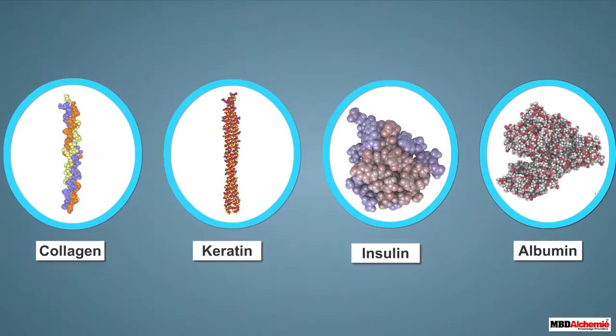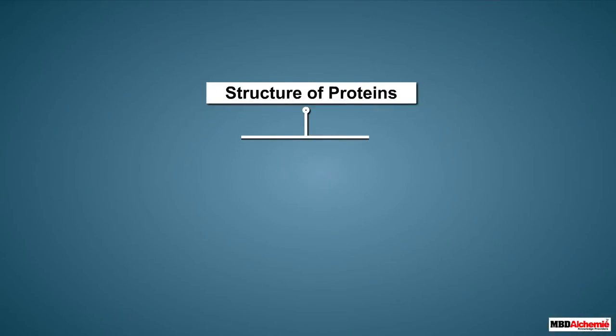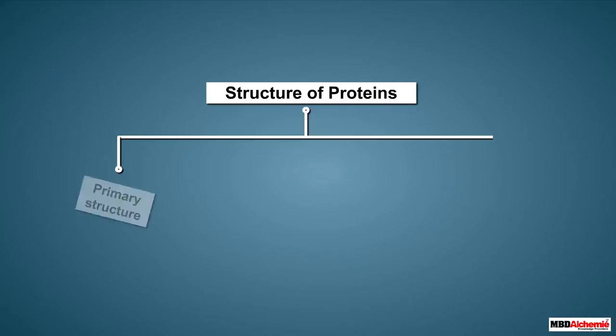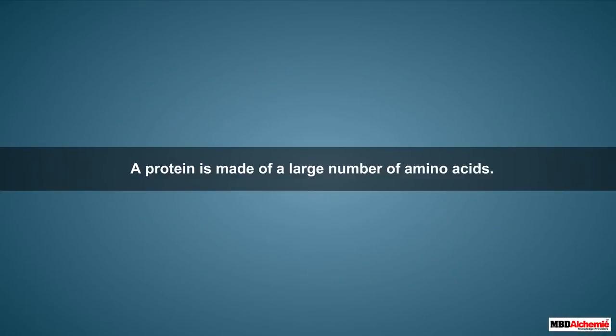As you can see, the structure of proteins is quite complex. Let us study about this complex structure of proteins in detail. We can study the structure of proteins in 4 different levels, that is, primary, secondary, tertiary, and quaternary structure of proteins. As we already know, a protein is made of a large number of amino acids.